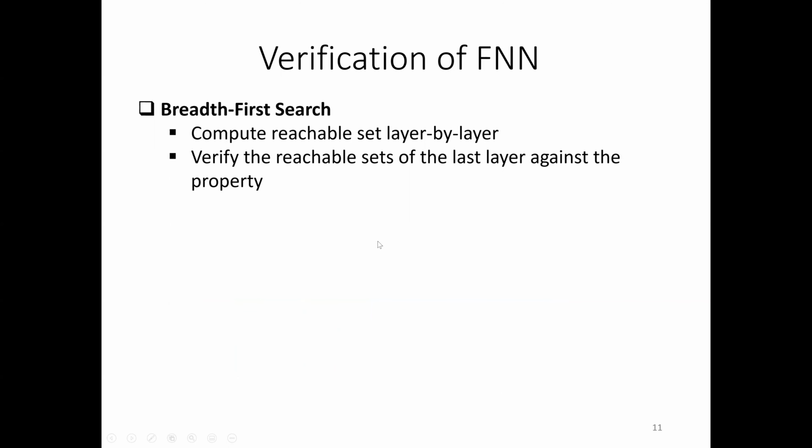Now we come up with the first strategy to verify the property of a feed-forward neural network. I call it breadth-first search. The core idea of breadth-first search is we compute the reachable set layer by layer. That's what you have done in the homework, okay? And then we verify the property on the reachable sets of the last layer.